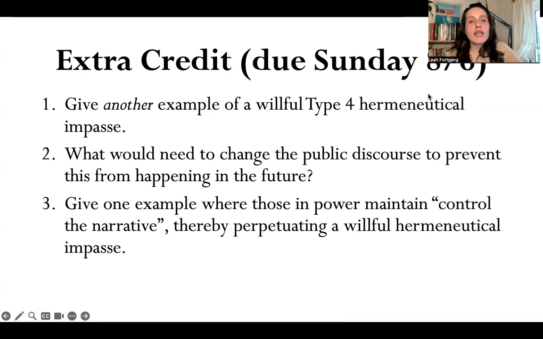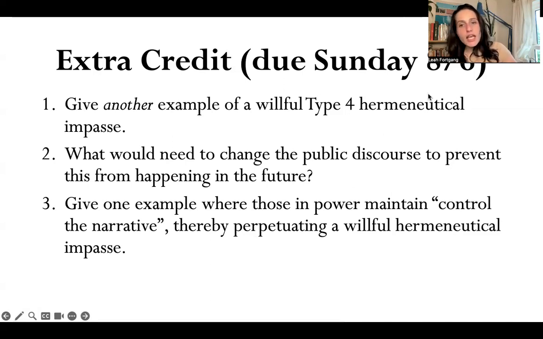And then what I want you to think about after you give your example is what would need to change in the public discourse to prevent this from happening in the future, okay? So it's like problem, and then just roughly off the top of your head, again, really off the top of your head, don't worry about getting this perfectly right, what you think would need to change.